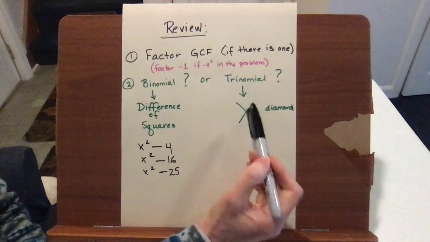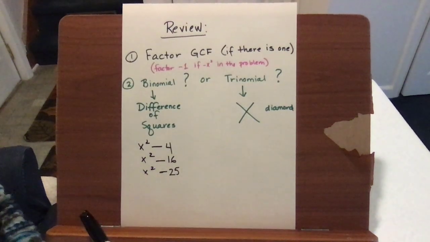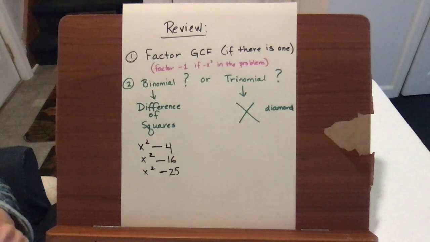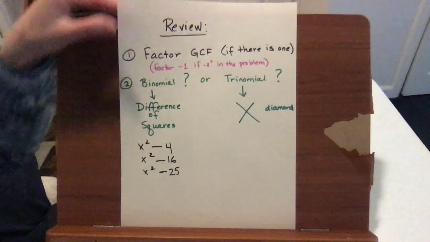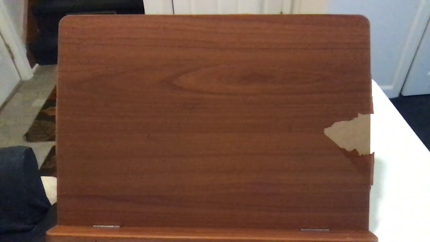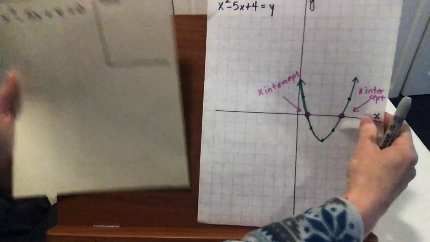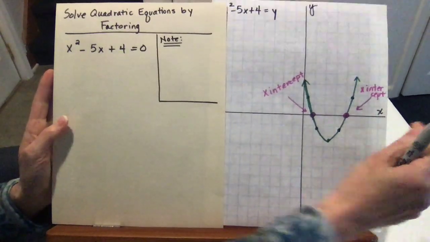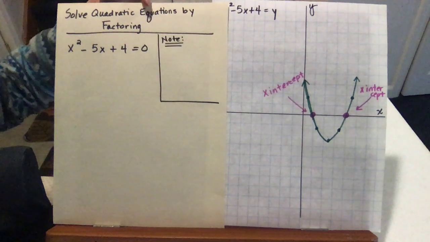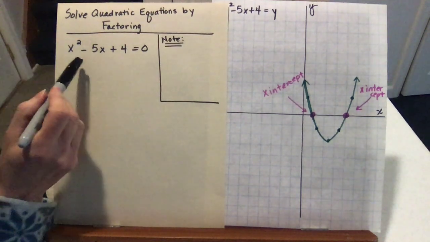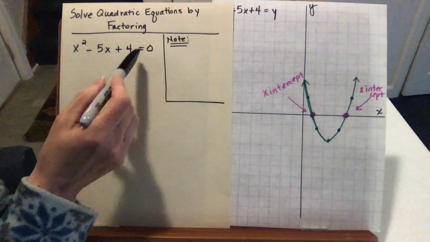If it's a trinomial, we're going to do our diamond problem, okay? So that's our review, and let's take care of our first problem. All right, so problem number 1. We're going to solve quadratic equations by factoring. Okay, x squared minus 5x plus 4 equals 0.